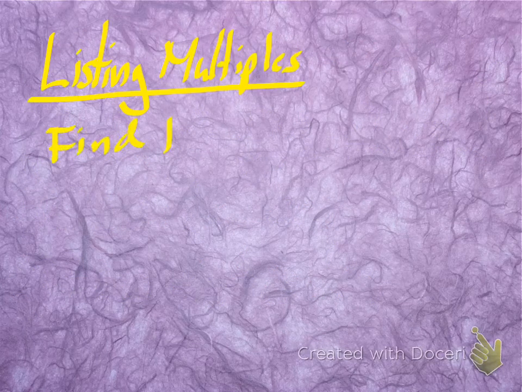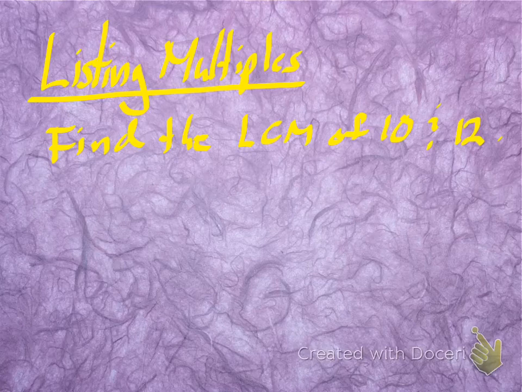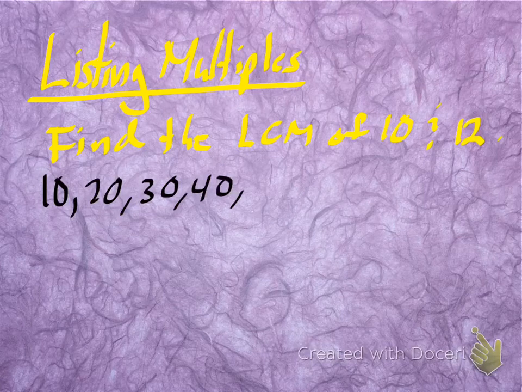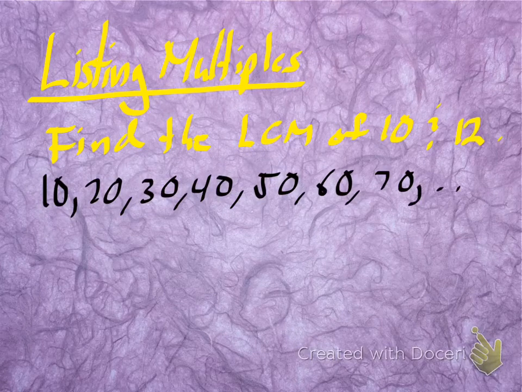All right, so let's start out by listing the multiples. So let's say we're going to find the LCM of 10 and 12. What we're going to do for this one is take each number and list its multiples. Now we start with the number itself, because 10 is a multiple of 10, because 10 times 1 is 10. So the next multiple of 10 would be? 20. Yep, and then 30, 40, 50, 60, and I could just keep going and going and going.